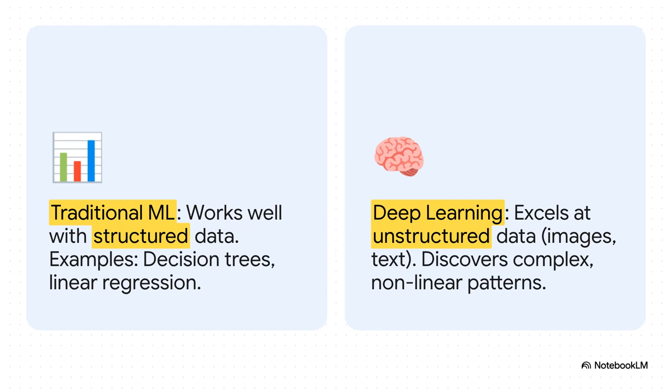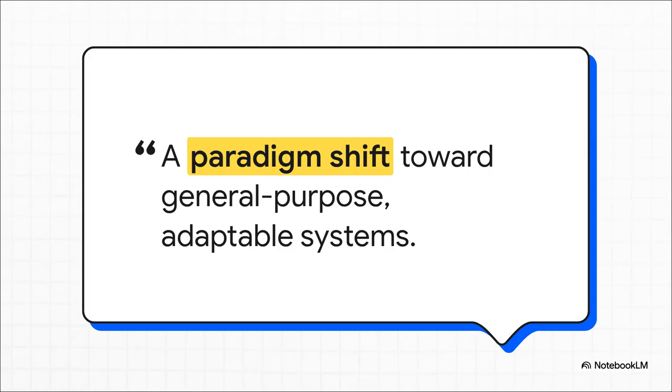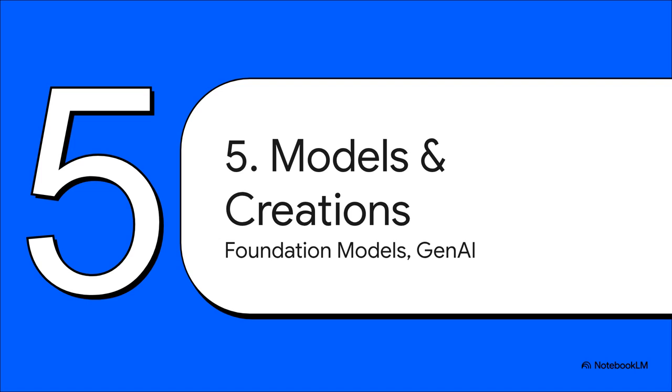And this right here illustrates the key difference. Traditional ML is fantastic for neat, organized data, stuff in a spreadsheet. But deep learning unlocked the ability to process all the messy, unstructured stuff that makes up our digital world. Images, audio, all that text. This breakthrough was so huge that researchers called it a paradigm shift. Why? Because deep learning could handle these massive, diverse data sets. We could finally move away from building single-task AIs and instead create these huge, adaptable, general-purpose systems that we now call foundation models.